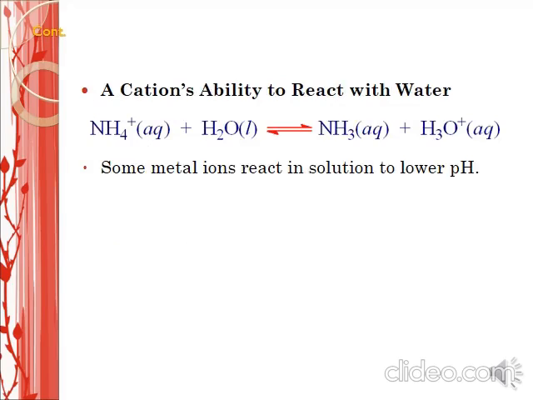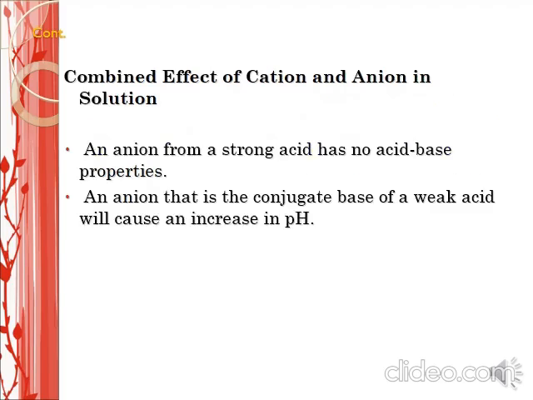Next is the cation's ability to react with water. So this is a cation, NH4 plus. You add H2O, you get NH3 and H3O plus. So some metal ions react in solution to lower pH.